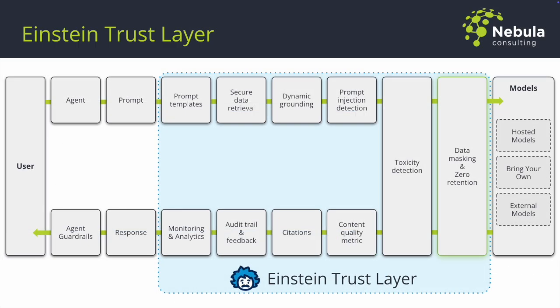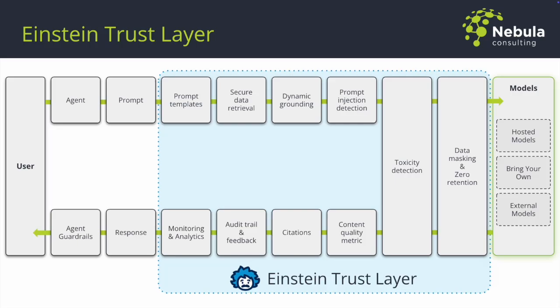The final step before any information is handed over to the model is data masking and retention. This ensures any personal or sensitive information is hidden and that explicit instructions are given that the prompt and the output are deleted. This ensures that your data is not retained by the model and cannot be used for training purposes. The models that are used could be hosted by Salesforce as part of their trusted partner network, or you could bring your own. These could be models that you have built yourself or have purchased, such as industry-specific models.